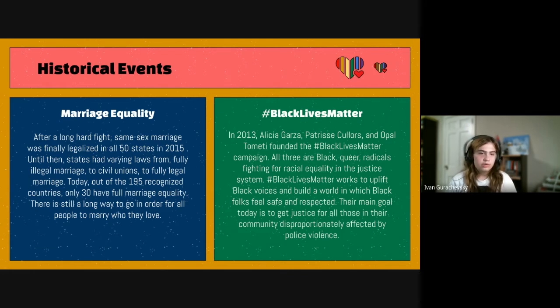Today, out of the 195 recognized countries, only 30 have full marriage equality. There's still a long way to go in order for all people to marry who they love. And with the Black Lives Matter movement, in 2013, Alicia Garza, Patrisse Cullors, and Opal Tometi founded the hashtag Black Lives Matter campaign. All three are Black queer radicals fighting for racial equality in the justice system.